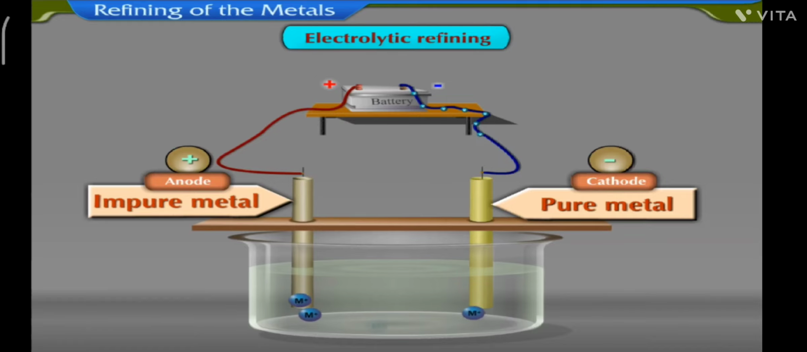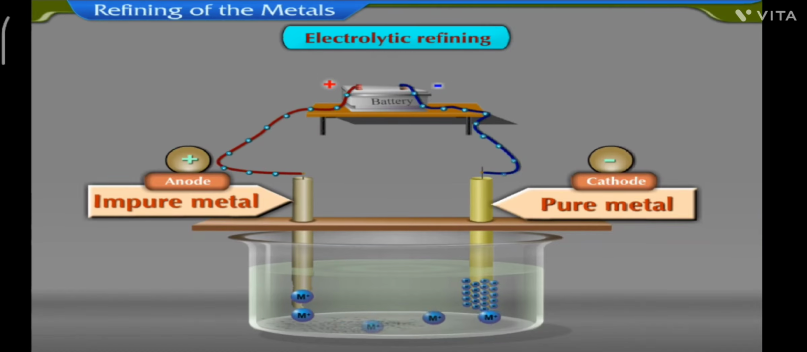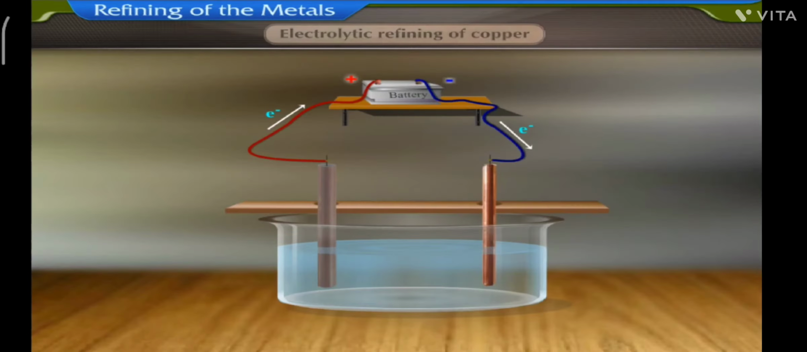On passing electric current, the impure metal dissolves from the anode and goes into the electrolyte. The metal from the electrolyte deposits on the cathode. The soluble impurities present in the impure metal go to the solution, whereas the insoluble impurities settle down at the bottom of the anode.